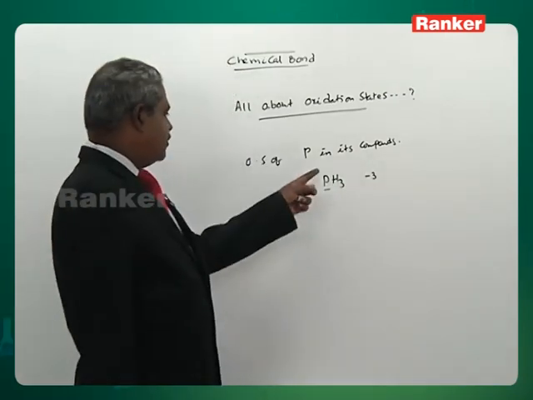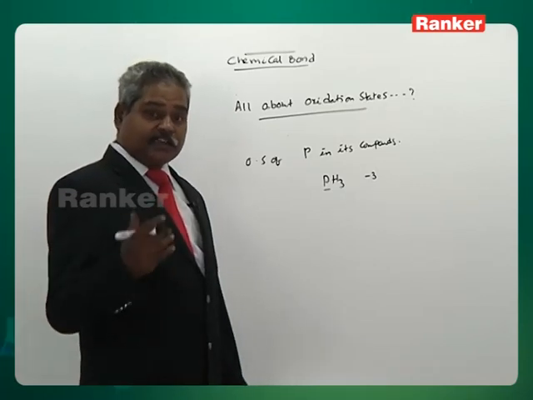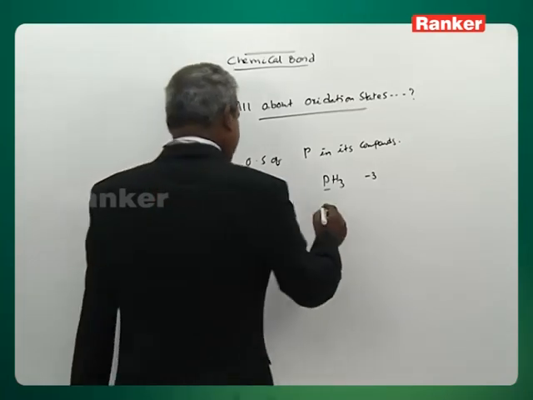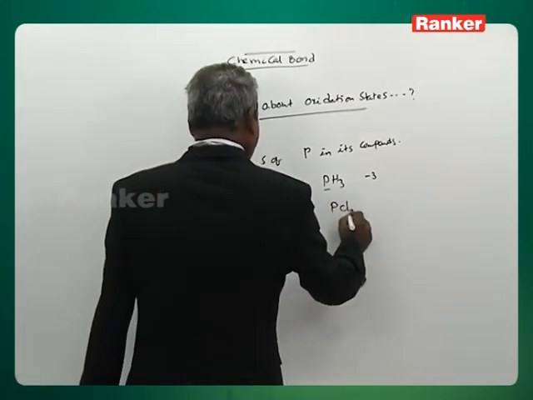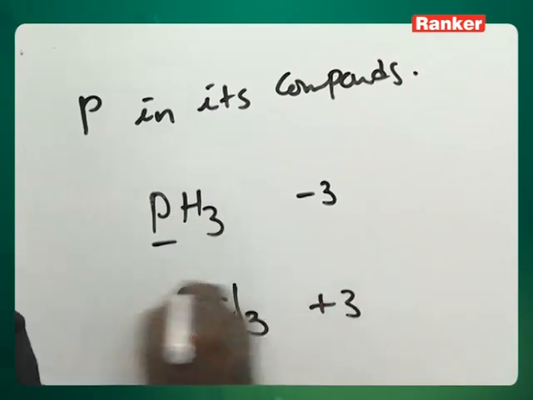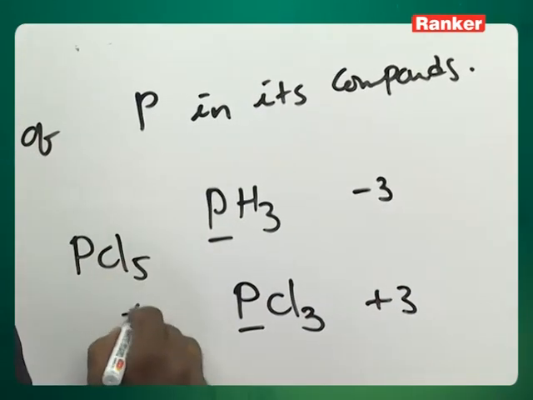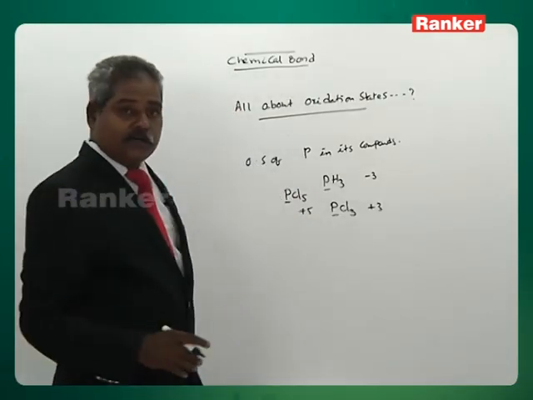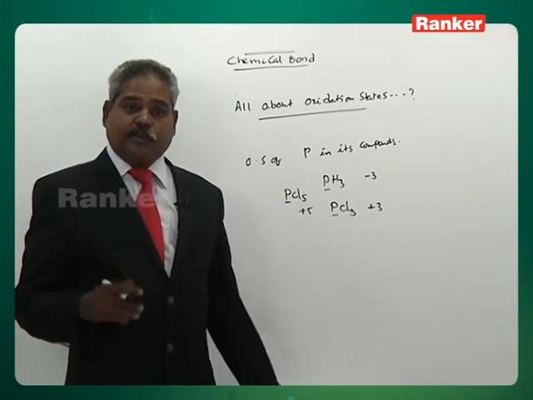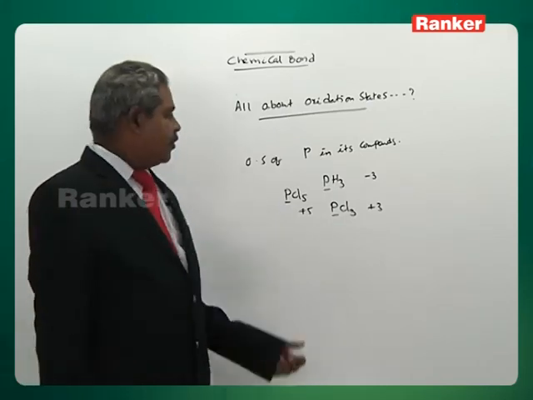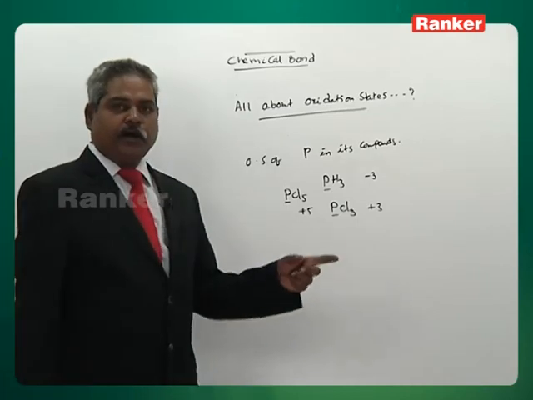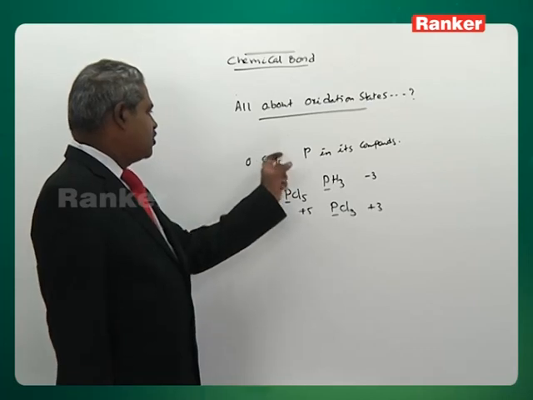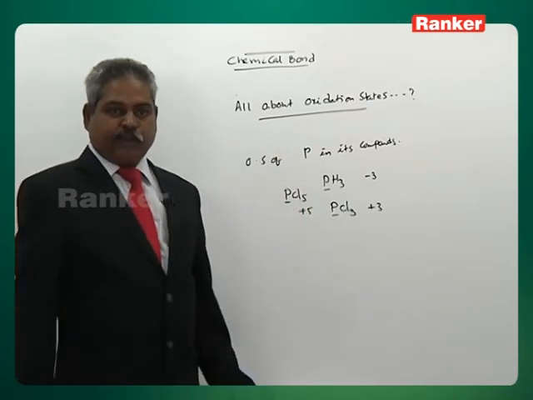Because phosphorus is forming 3 bonds with 3 hydrogens, which are less electronegative than phosphorus. In PCl3, chlorine being more electronegative, the oxidation state is plus 3. In PCl5, it is plus 5. So sometimes minus 3, sometimes plus 3, sometimes plus 5, sometimes it may be plus 1 also, sometimes 0 also. When it is forming bonds with equal opponents, a P-P bond, it is 0. Therefore, if I ask you what is the oxidation state of phosphorus, you just can't say, it varies.